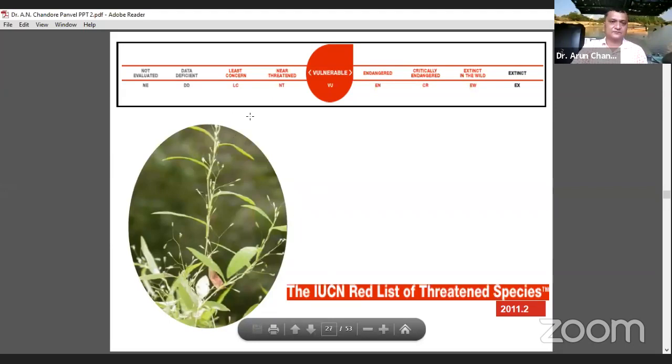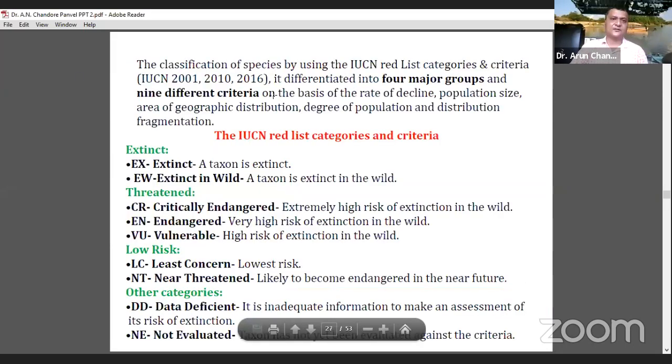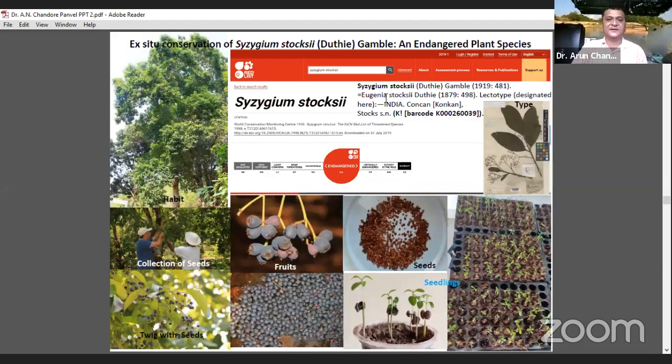Here is one story, the plant Syzygium stocksii. It is a tree species, critically endangered and endemic, described from the Konkan region in 1879 as Eugenia stocksii. In 1989, the name was changed to Syzygium stocksii by Gamble. We collected seeds in the summer season, germinated these seeds, and propagated this species.